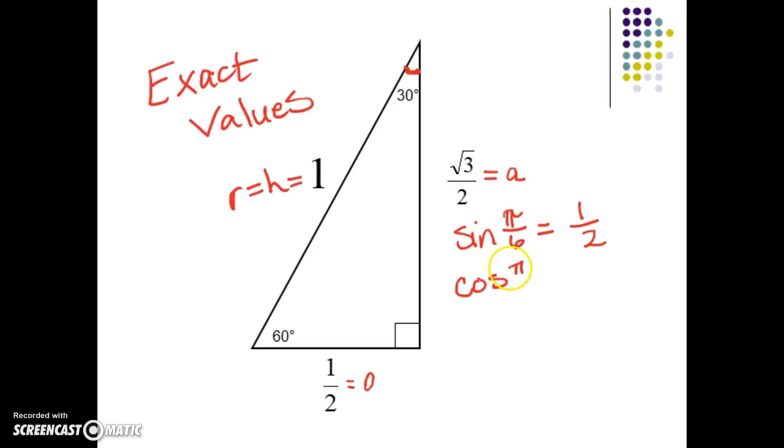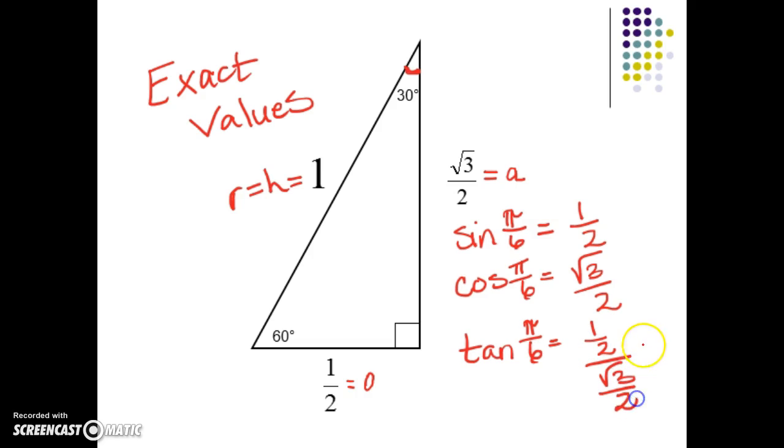The cosine of pi over 6 is the adjacent measure over the hypotenuse. So that's square root of 3 over 2. The tangent of pi over 6 is the measure of the opposite leg over the measure of the adjacent leg. Now we can use some algebra to clean that up. That's 1/2 times, we flip the bottom, right? Multiply straight across, we get 2 over 2 times the square root of 3.